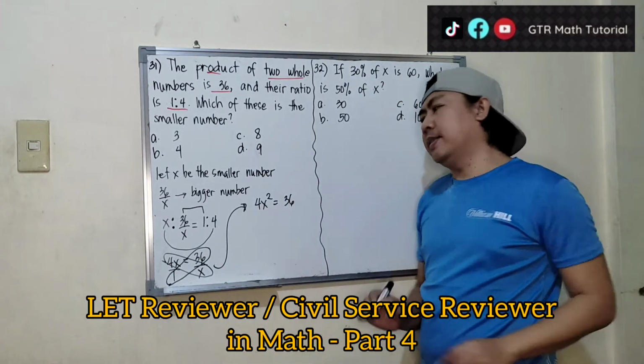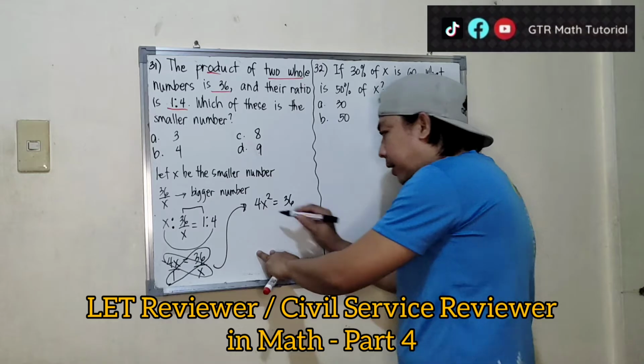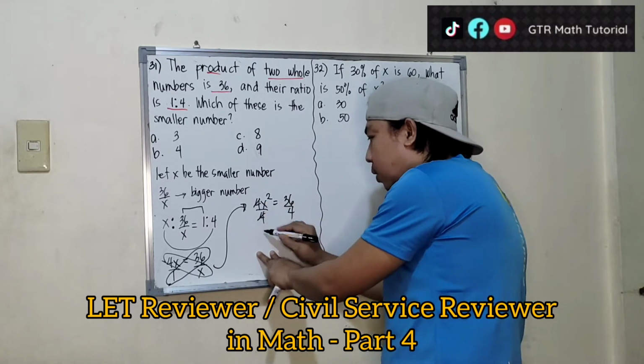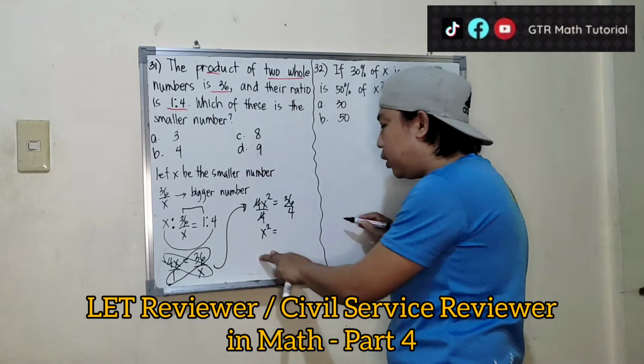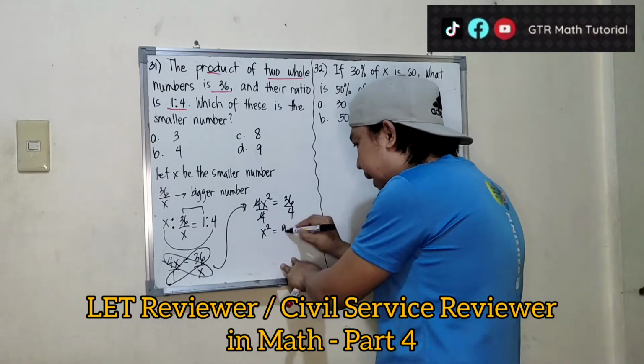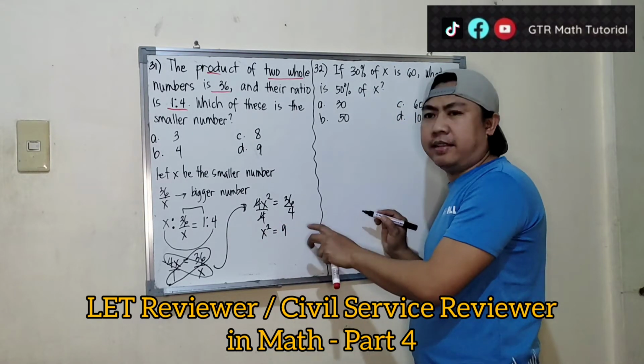Then solve for x. So first, divide both sides by 4. So 4 divided by 4, that is 1. So therefore, x squared is equal to 36 divided by 4. So that is equal to 9. So x squared equals 9.